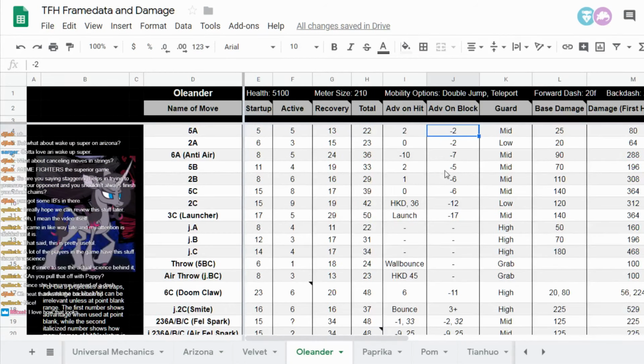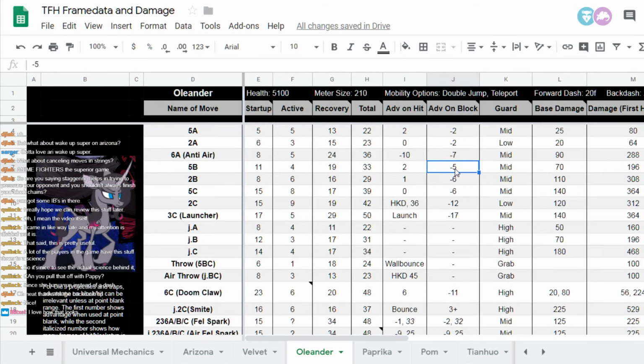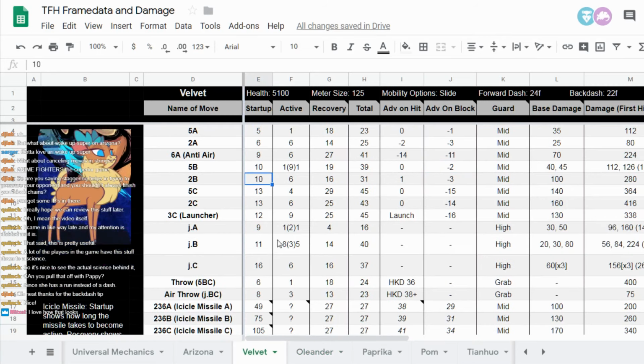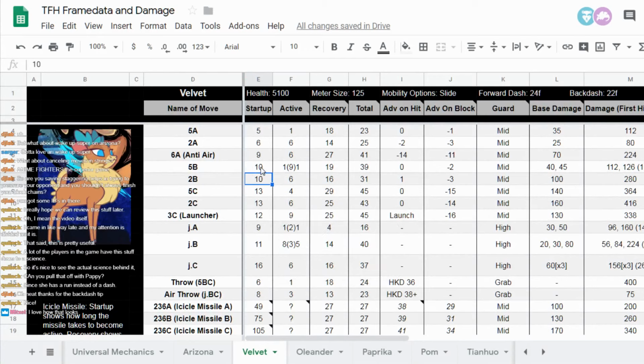Even if Oleander tries to reset pressure from, say, a 5B, if you're Velvet and you press 2B, it's 10 frames. Oleander is -5 after that. If you press 2B and she presses 5A, you'll trade. If she resets off of 2B and you press 5B, you won't get a punish, but you will interrupt her if she decides to go for anything. You'll get more damage, so there's different degrees of challenging and punishing too, like when it's good to do that.